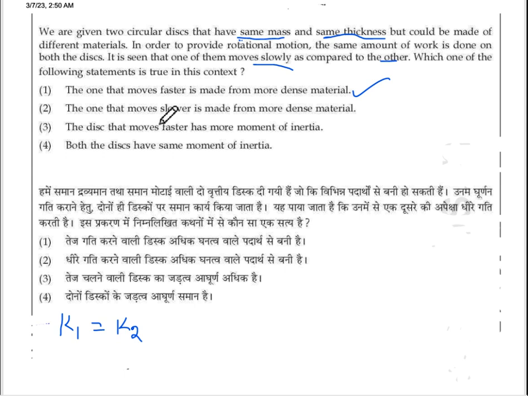Second option: the one which moves slower has more density. Wrong. The disk that moves faster has more moment of inertia. No. We just proved that the one which moves faster has less moment of inertia. So this is wrong and this is also wrong. So option A, 1, is the correct answer. Okay, so we'll move to the next question.